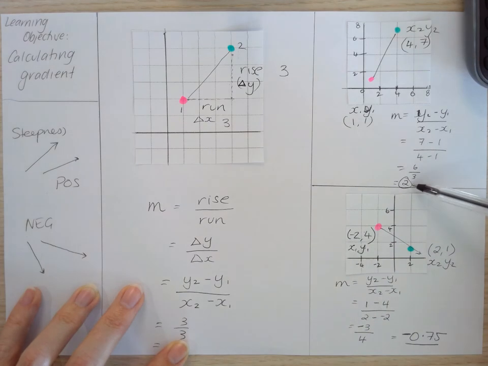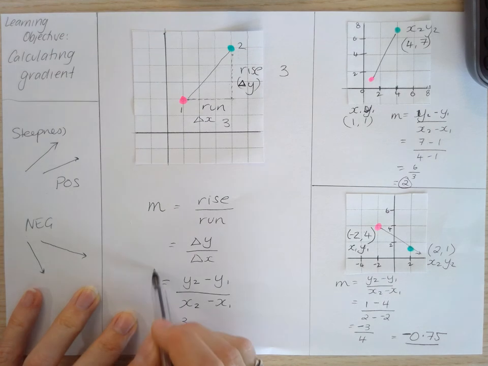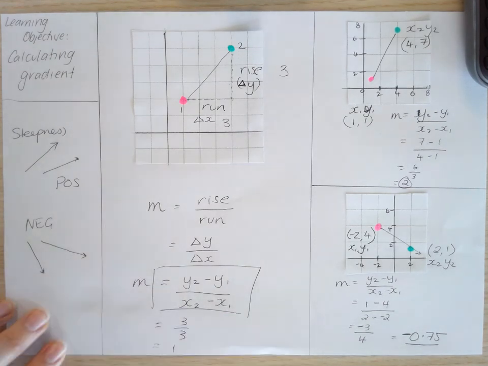This one is a bigger one or a steeper one, and it is positive and it is going uphill. So we need to learn our rule here. Very important that we have this here, m equals y2 minus y1 on x2 minus x1.